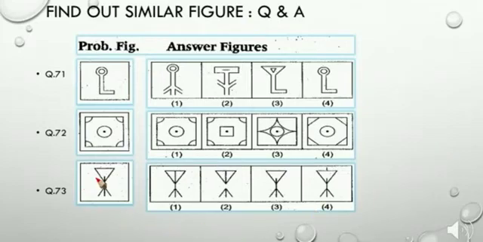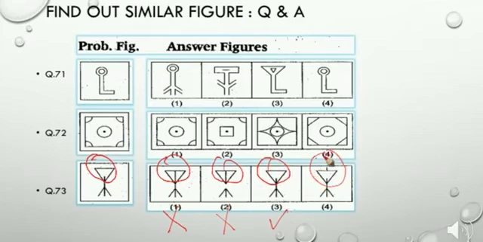Question number 73. Let's check for this portion. In option 1 this is not matching because there's an extra line given. In option 2 this portion is not matching because again an extra line is given. In option 3 this portion is matching. In option 4 this portion is not matching because outside the triangle there's another extra line. So option 3 is the only correct answer.